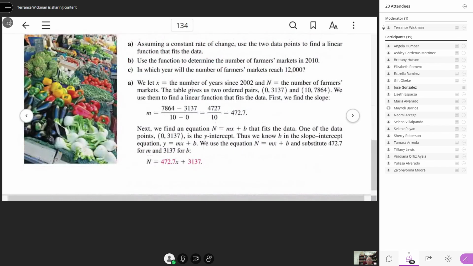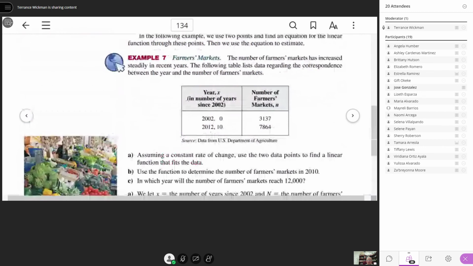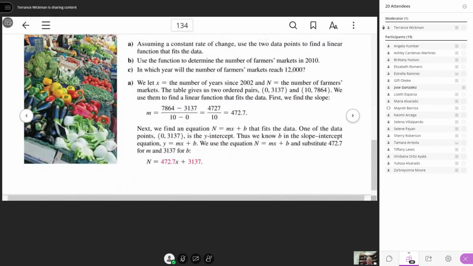So here we have the formula. The 10th year gave us the slope. Now, you can plug in any year you want in for X, and you'll get the number of farmers. This is the formula you came up with. So the next one is determine the number of farmers markets in 2010. Well, if you put 10 in there, it should be the right number. Well, let's see. 10 should equal 7864.